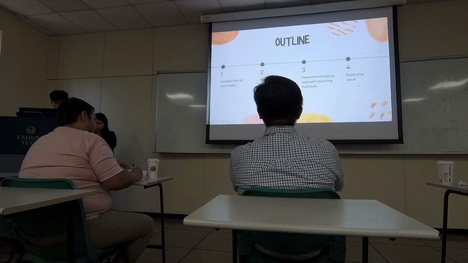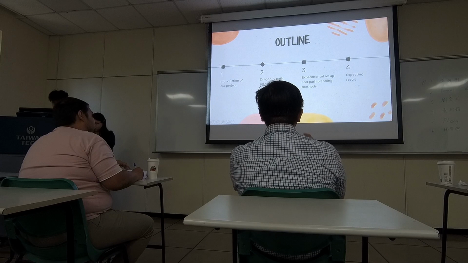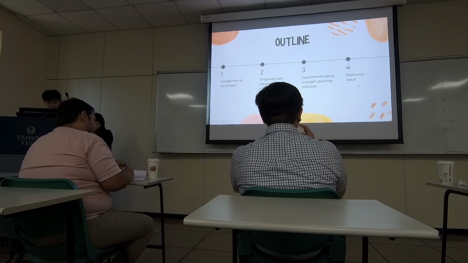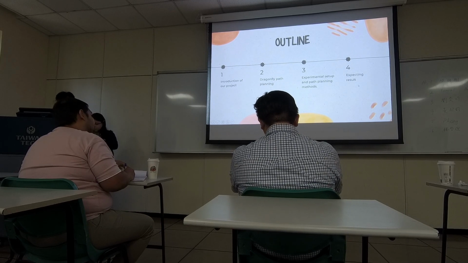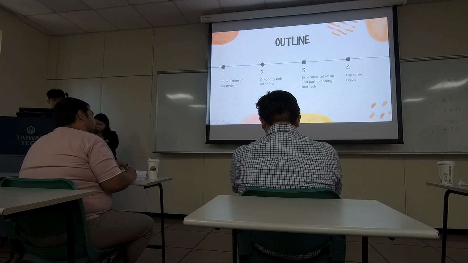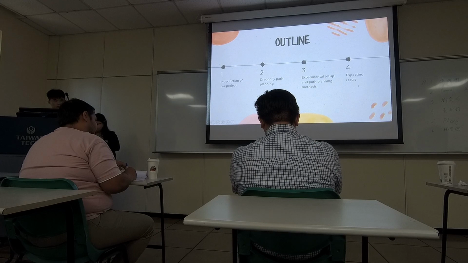And this is our outline. First, we will introduce our project. Second, we will introduce Dragonfly's path planning method. Third, we will introduce our experimental setup and path planning with optimization method. Finally, we will introduce the expected result.